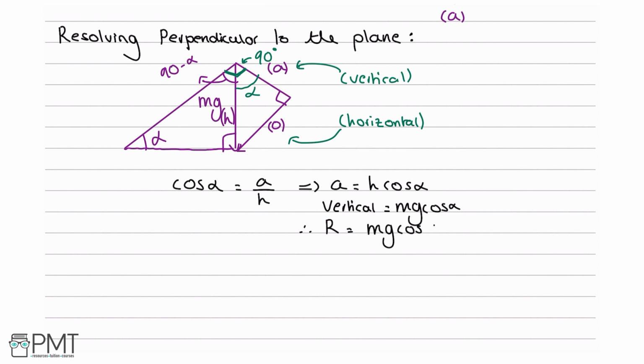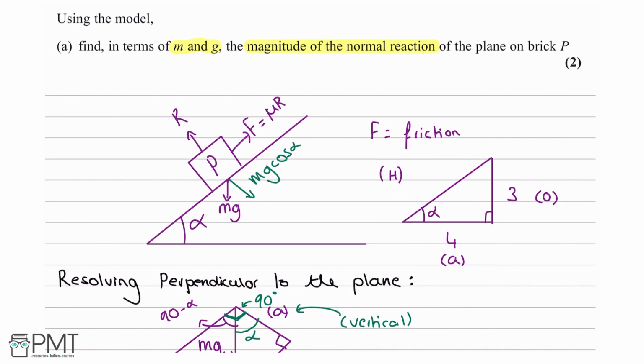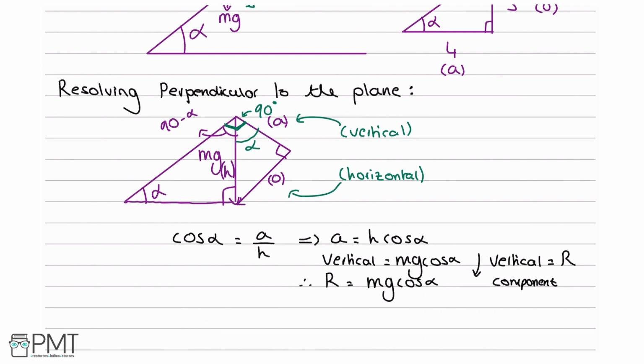mg cosine alpha. Here it's important to note that we are not done, so I'm going to write here: vertical component equals R. But we're not actually done here, because remember the question said that we need to find it in terms of m and g, and the problem is here we have m, g and alpha.